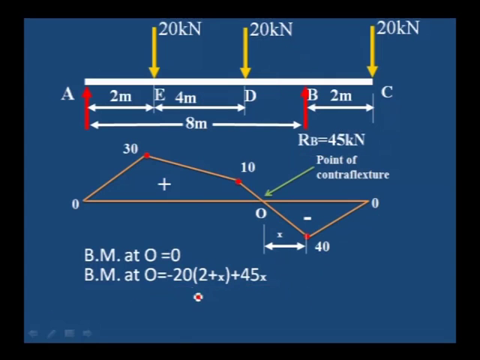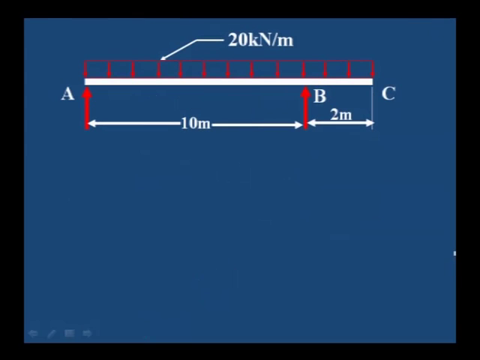When we equate this to 0, because bending moment at O is 0, we get an equation from which we can calculate the x value. The x value is 1.6. So 1.6 meter is the distance from the B point. From the B point, at a distance of 1.6 towards the left, we get the point of contraflexure where bending moment is 0. This is one simple case.